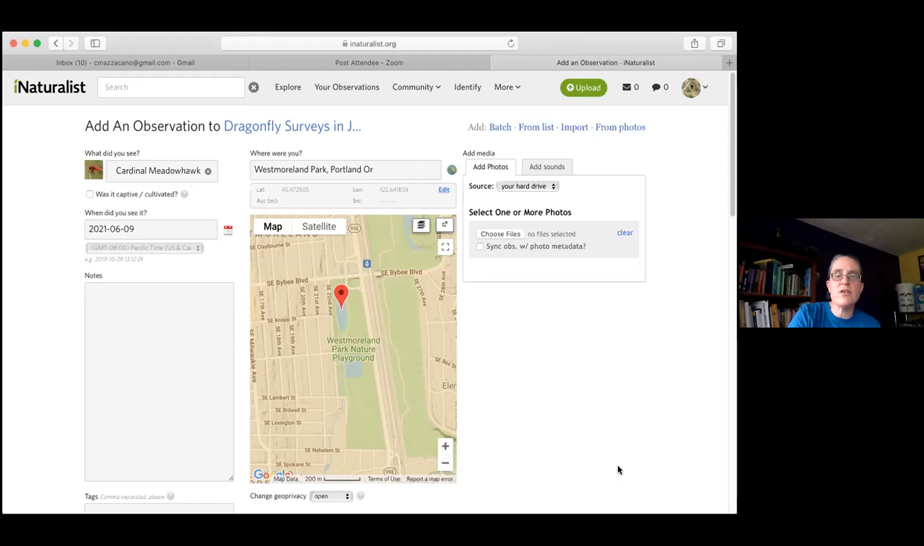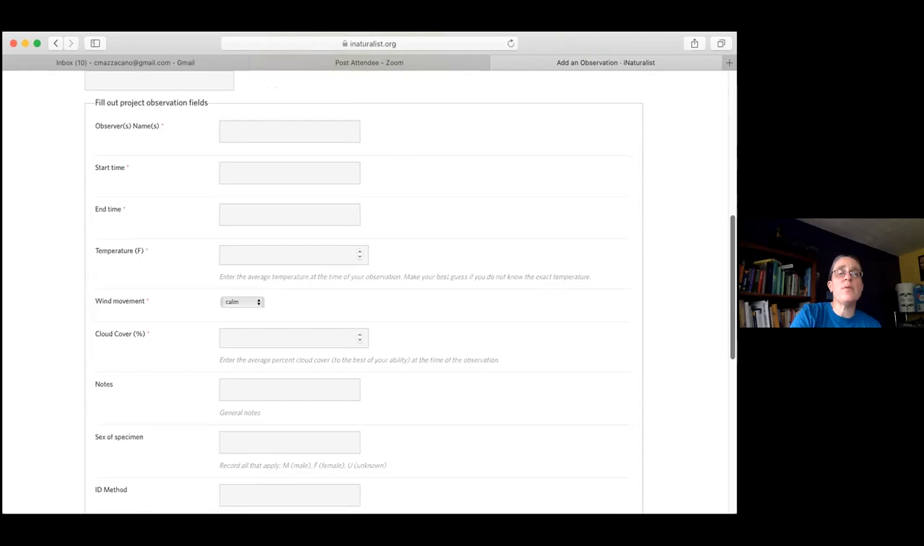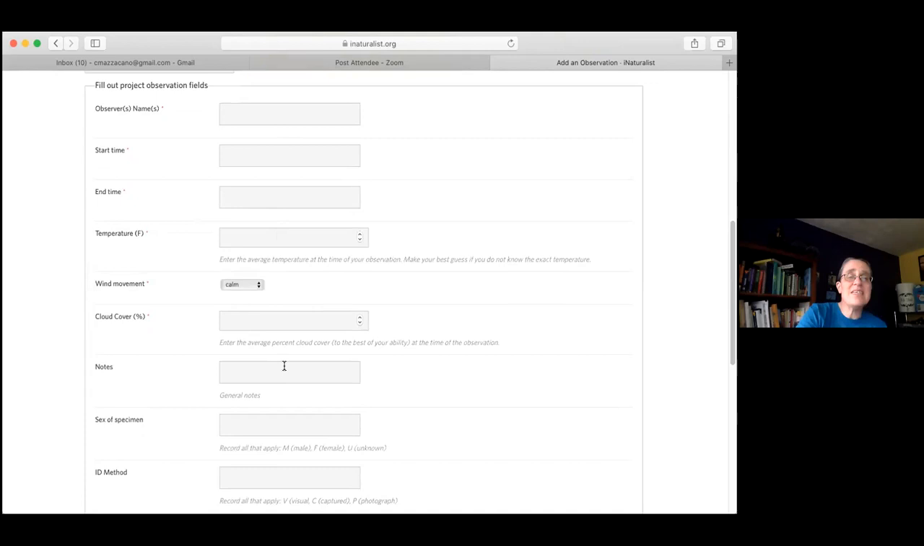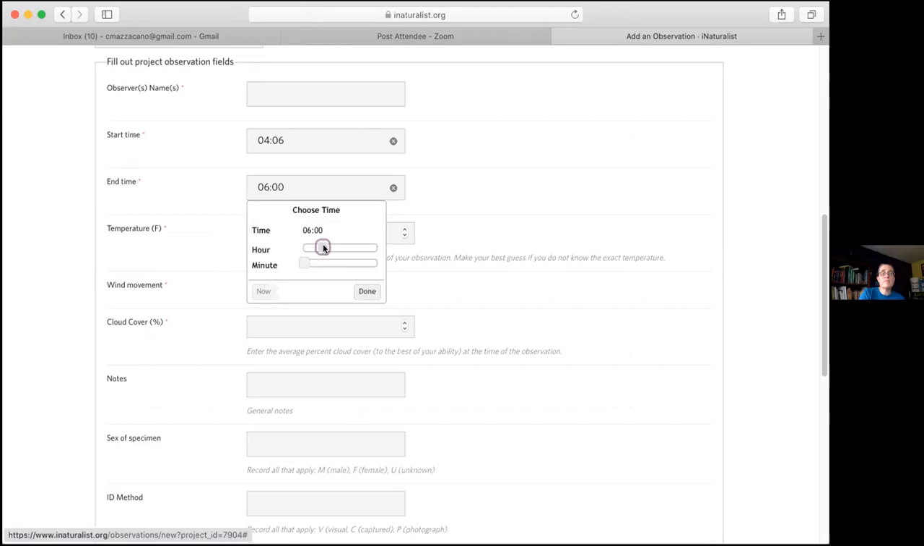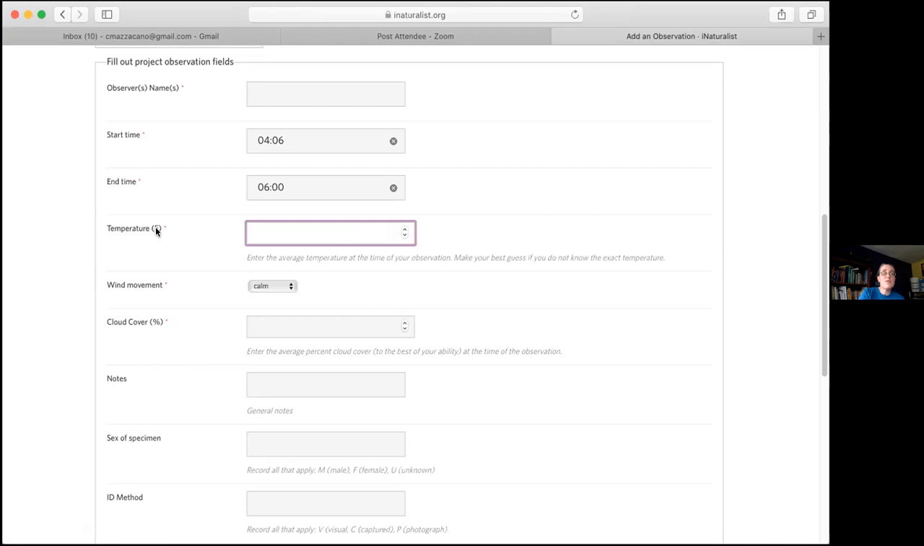If you scroll down now past that information to the lower part of the page, every single one of these fields is exactly the same as your data sheet. The observers, when did you start? And you can fill that in, you can drag. We started at 4:06 p.m. We ended at 6 p.m., right? The temperature, and we do report it in degrees Fahrenheit.